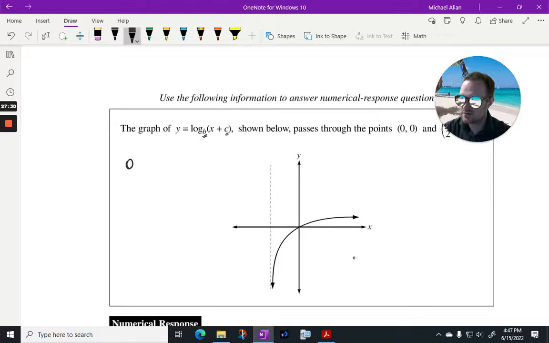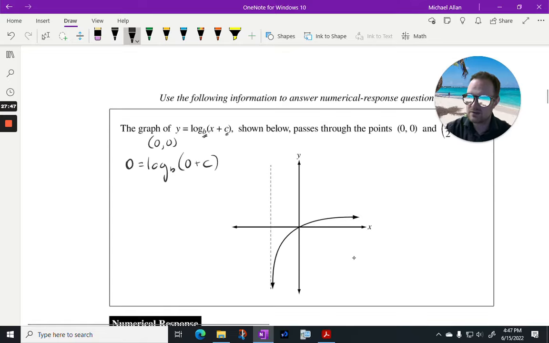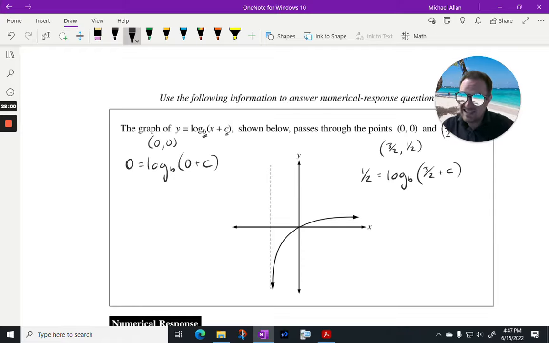So I'm going to take one of the points. I'm going to put the 0, 0 in first. So what it says is that if I put a 0 into this equation, I need to get a 0 out. Right? So this is the 0, 0 point. The other point over here says that if I put a 3 over 2 in, I get a half out. Okay, so I would get half out if I put a 3 over 2 into this equation. So I'll start that one. But then I just have to figure out which of these 2 would be the easiest to solve. I don't know which is going to be easier to solve, but we'll see.